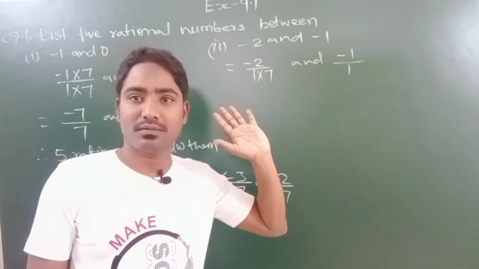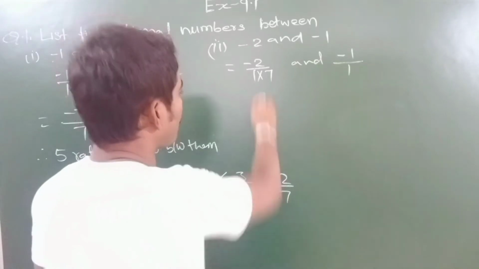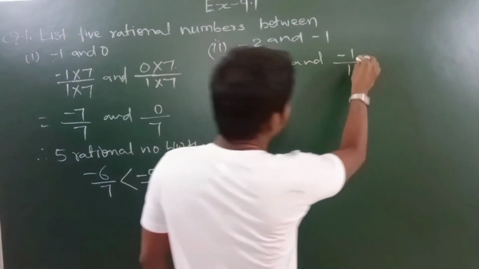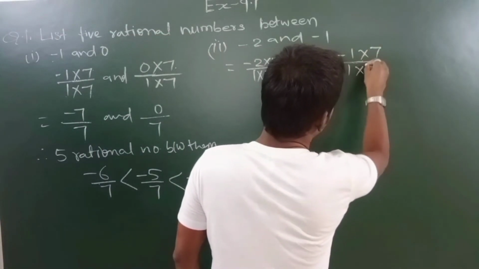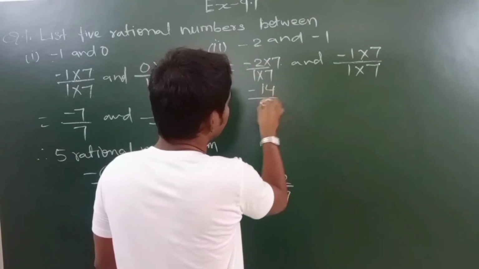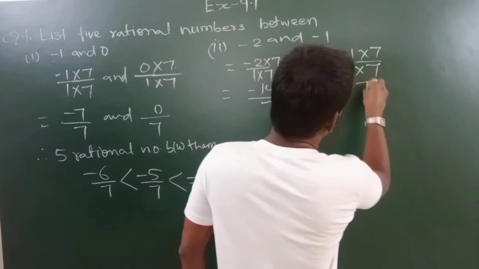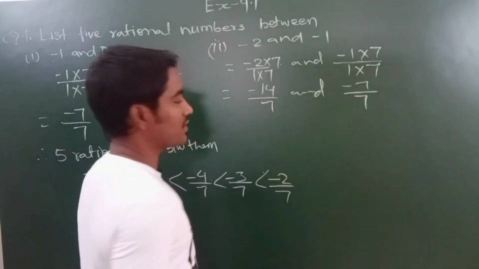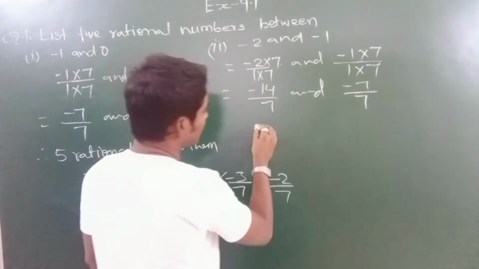Suppose some student multiplies here by 10, some student by 17, so all their answers will be different. Now here I would like to multiply by 7, here by 7 and here also by 7. So here I will get -14/7 and here I will get -7/7. Now you can write the 5 rational numbers. What are those 5 rational numbers?